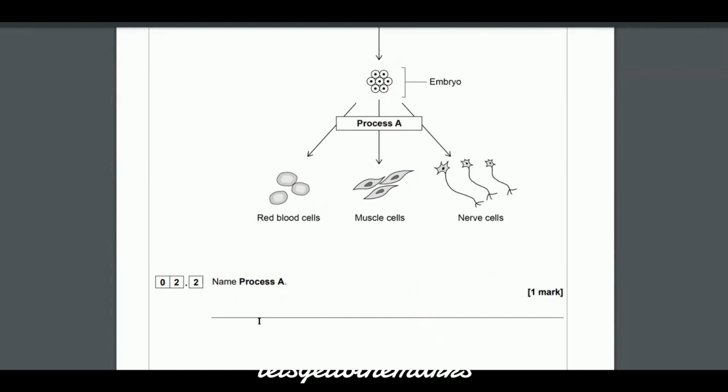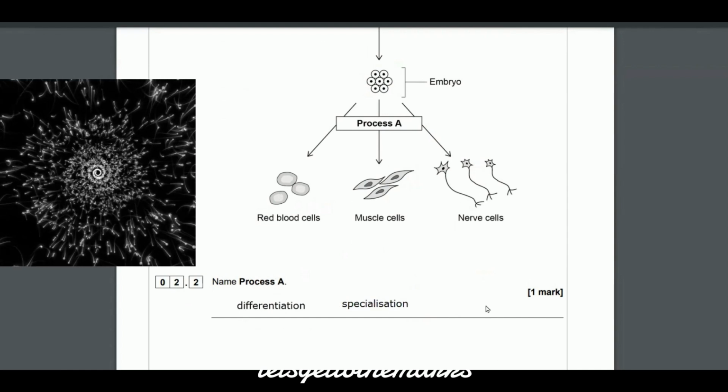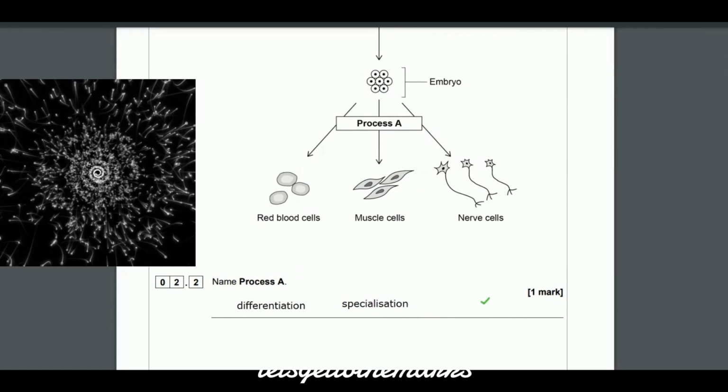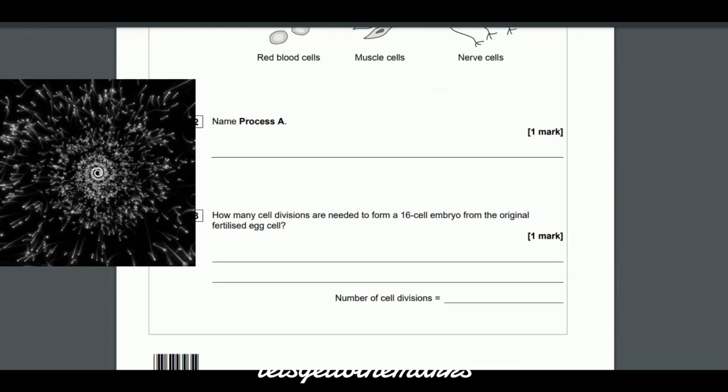Okay, hopefully you had a go at that. The answer is process A has several names. You can call it differentiation, which is always a difficult one to spell. Or specialization, because it's essentially when these embryo cells specialize or differentiate into different types of cells. So there we go. Specialization or differentiation, both difficult to spell.